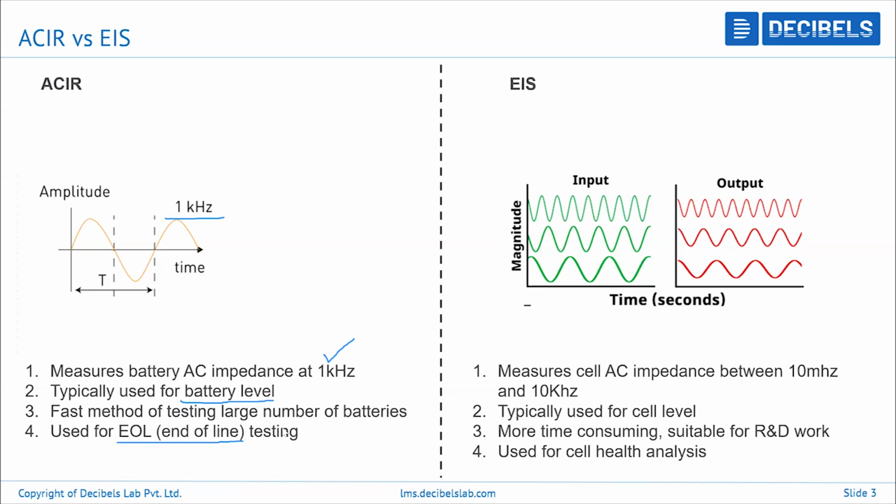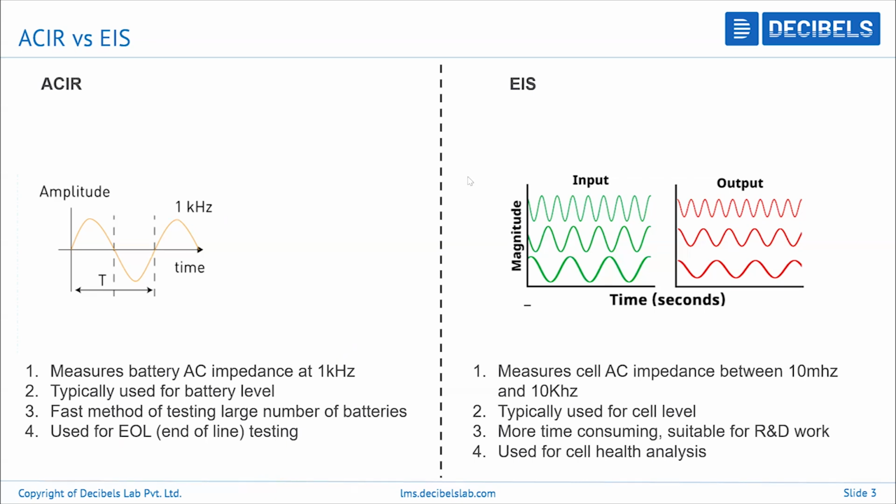Instead of using the DC method, which usually takes hours, sometimes even days, there is a very quick and fast method, that is ACIR. We're able to immediately get the impedance of the battery using ACIR, and that way we're able to instantly sort out all the cells, all the batteries at the end of the line, before it goes into assembly. That is a bit about ACIR.